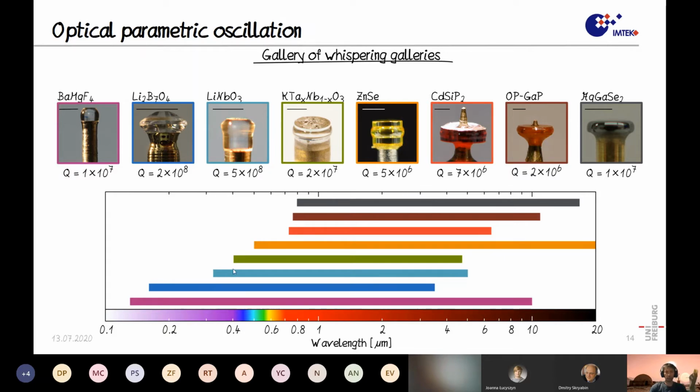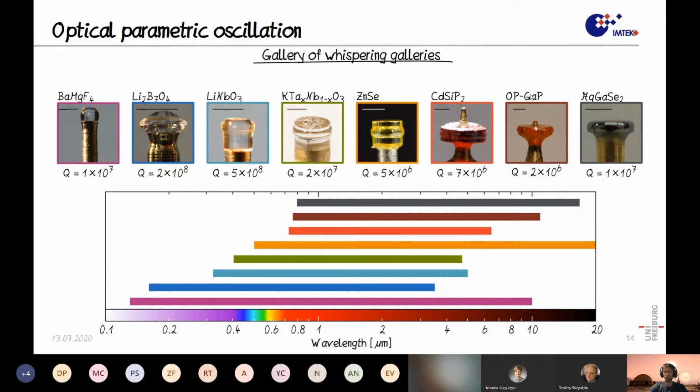So then we have our famous lithium niobate. We have potassium tantalum niobate crystals. These are crystals with very, very huge electro-optic coefficients. You can generate refractive index changes orders of magnitude higher than in lithium niobate, if you operate it close to a certain phase transition. Then you have zinc selenide, a very nice crystal, transparent up to 20 micrometers. We have cadmium silicon phosphide, a nice, fairly new crystal for the infrared range.